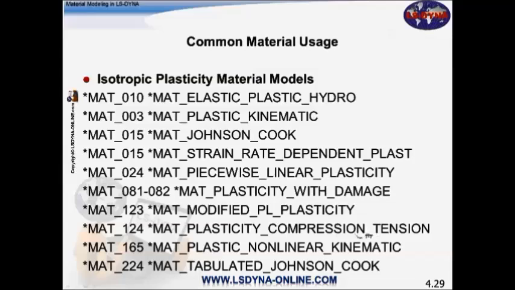So you do testing in tension and in compression, and you put in the two curves. 165 is nonlinear kinematics. So everything else is linear kinematic hardening; this is nonlinear kinematic hardening. And then 224 is actually a viscoplastic material model. It's tabulated Johnson Cook that can be used to simulate defense problems, if you have all the test data, be my guest. 224 is the most accurate, okay?